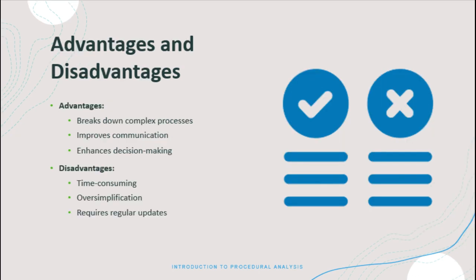Let's break down the advantages and disadvantages of procedural analysis. Procedural analysis offers several benefits. It helps us understand complex processes, improves communication among stakeholders, and enhances decision making by providing a structured approach. However, it's essential to acknowledge the drawbacks. Procedural analysis can be time-consuming, may oversimplify complex situations, and require regular updates to remain relevant. It's important to understand this method's strengths and weaknesses, since you may find yourself having to pair this analysis with others to close this gap.